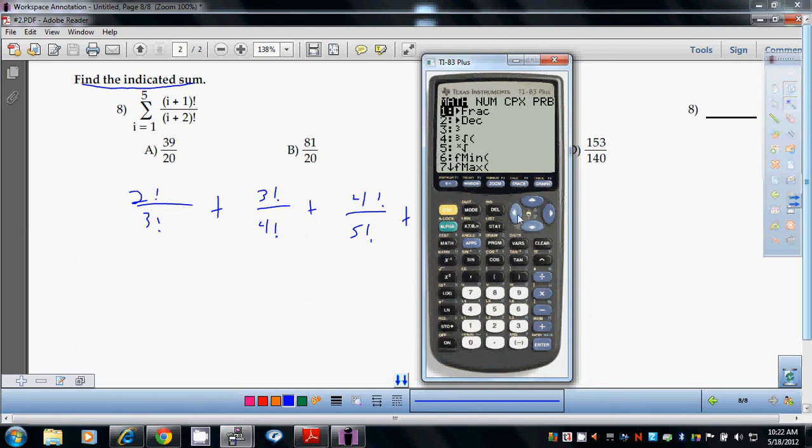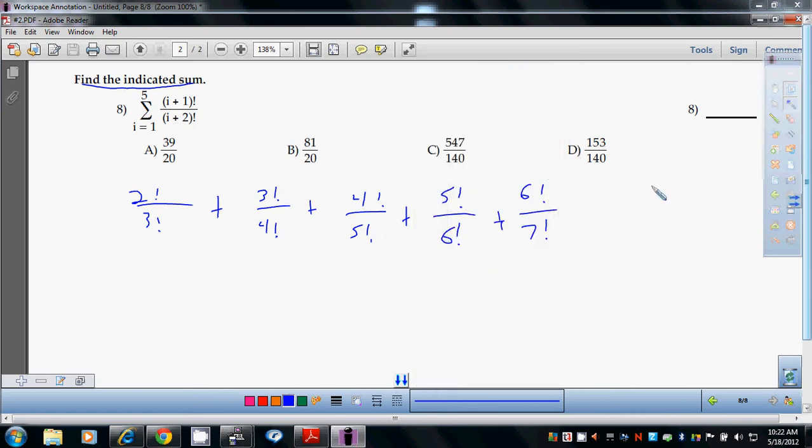Two factorial divided by... okay. What is this? Okay. Math enter.